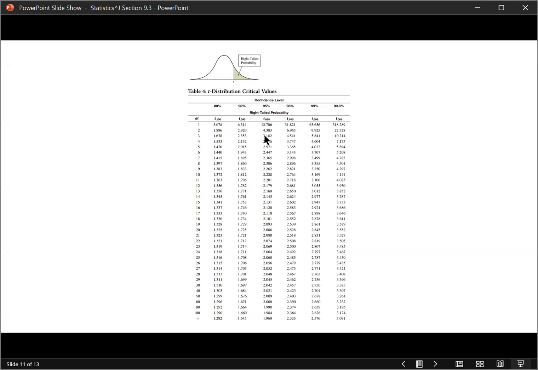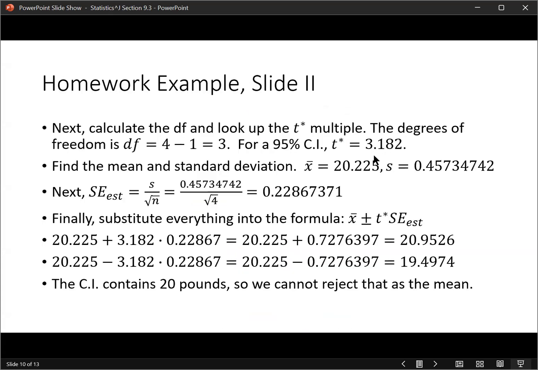So you're just going through, go to the row that has the degrees of freedom that you're interested in, go across until you find the confidence level percentage you're interested in, and then that's your T star value. So in this particular case, 3 degrees of freedom, 95% confidence interval, that's 3.182, right? So that's where that came from.